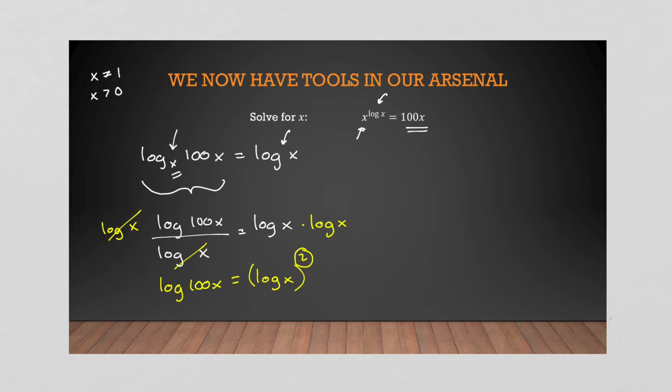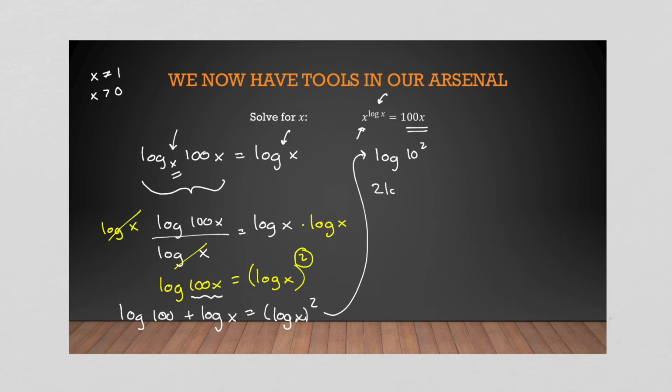So how are we going to tackle this? Well, first let's separate this product into log base 10 of 100 plus log base 10 of x. And now again, we have log x squared. Now, if you look closely, 100 is 10 squared, which means you have 2 log base 10 of 10, which cancels, because same base, same object. So now we just have 2 plus log x equals log x all squared.